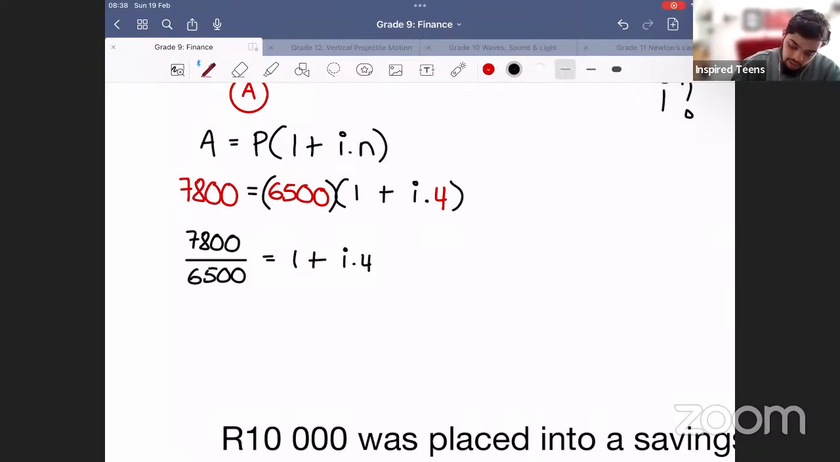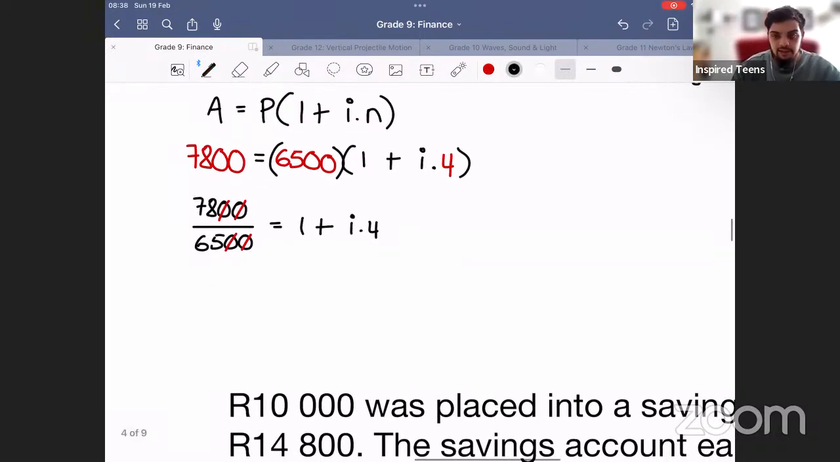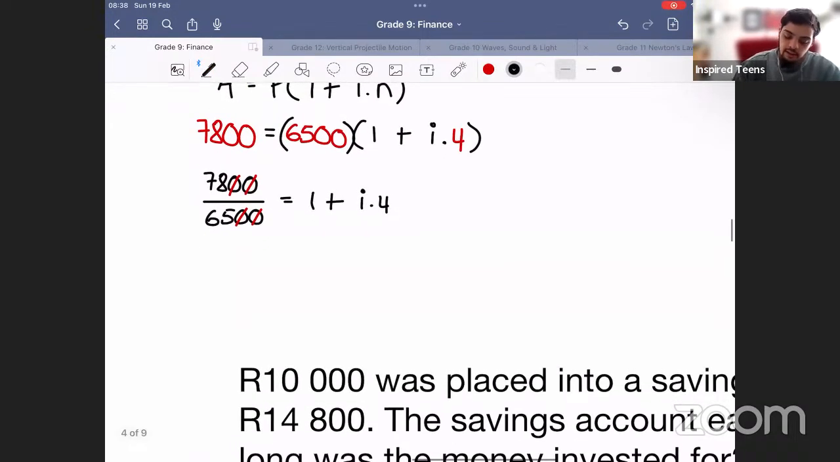Now, I'm just going to make some simplifications. I can cancel the zeros: 2 zeros on top, 2 zeros at the bottom. So I'm left with 78 over 65. Maybe I can simplify that more, but I don't really care. I just simplified it a little bit to make our life a bit easier. Now I have 1 plus I times 4.